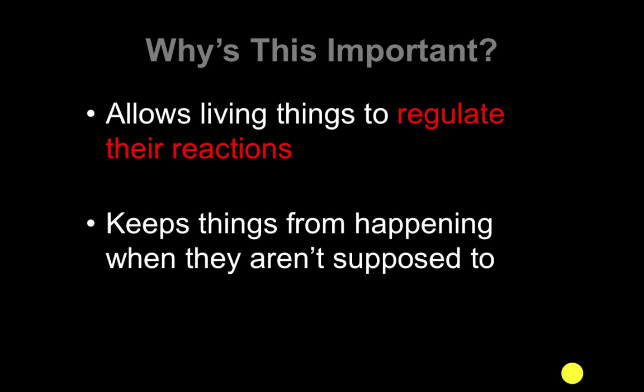Think about what would happen if all of a sudden you just started sweating, or if your neurons in your brain just started firing, and those are things that are involved in many disorders. So with an inability to regulate your reactions, life, at least complex life, just can't happen.